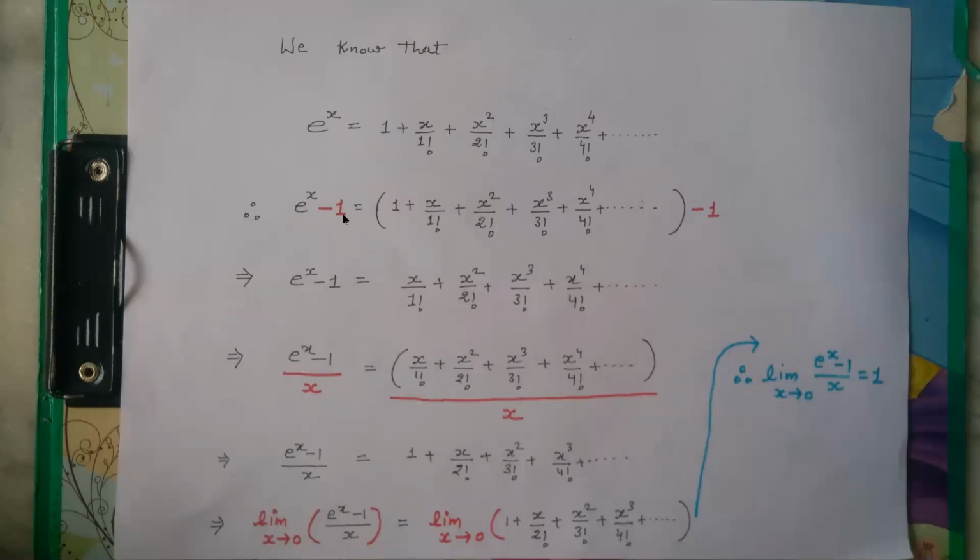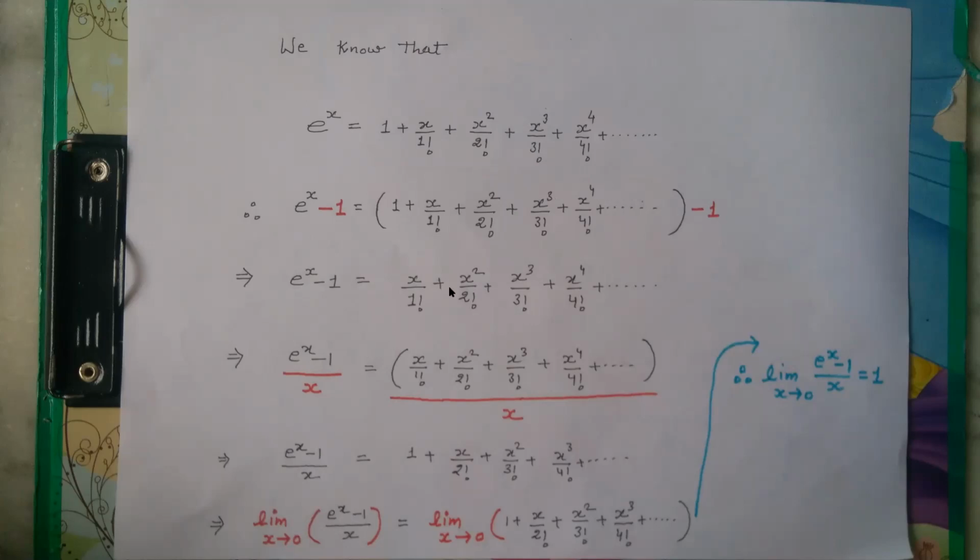Now what we are going to do? We are subtracting 1 from both sides. Minus 1 in red ink in the left hand side, minus 1 in red ink in the right hand side also. So this plus 1 and this minus 1 outside the bracket get cancelled. So we are left with x upon 1 factorial plus x square upon 2 factorial plus x cube upon 3 factorial. Other terms are not changed.